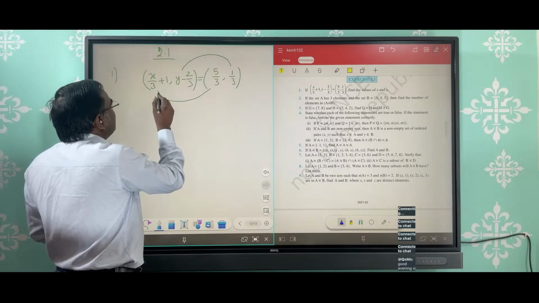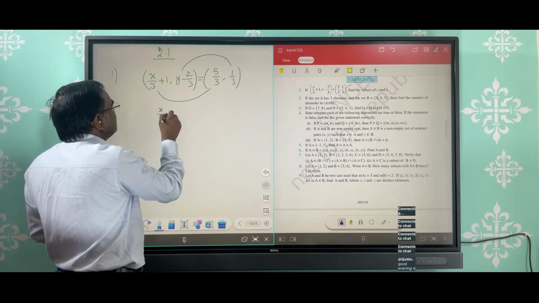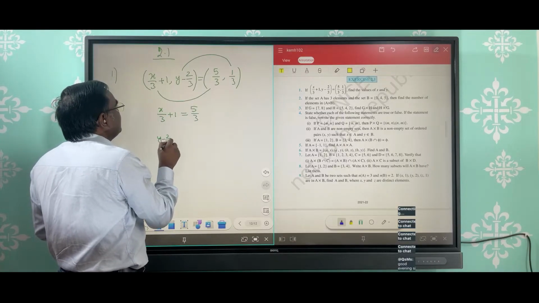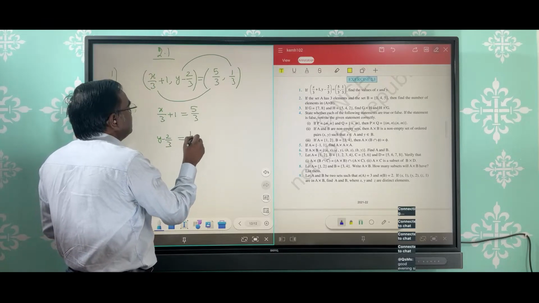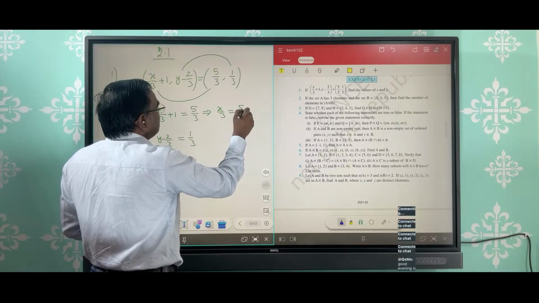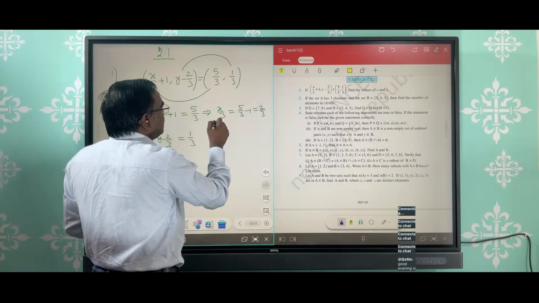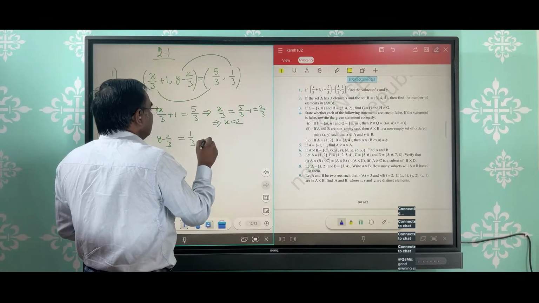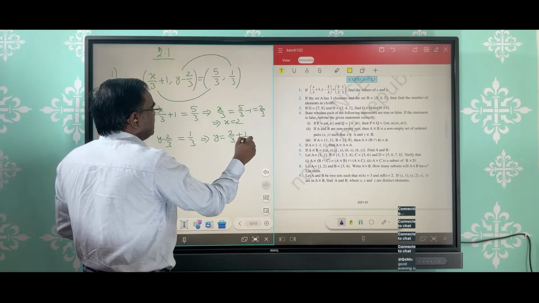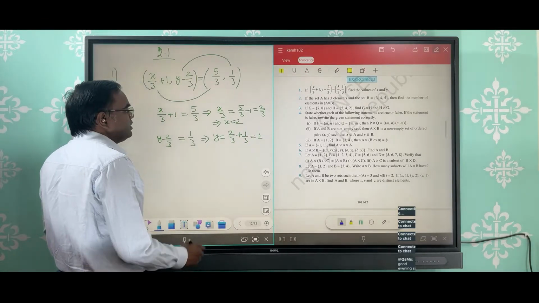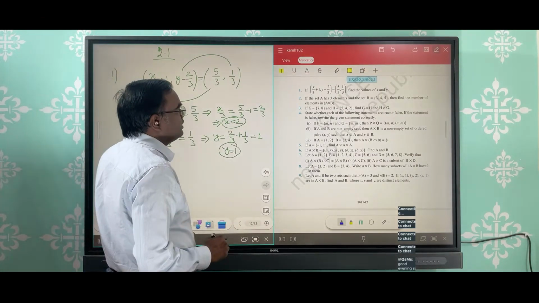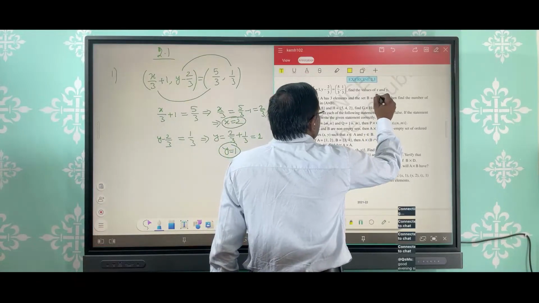So x upon 3 plus 1 equals 5 upon 3 and y minus 2 upon 3 equals 1 upon 3. This gives x upon 3 equals 5 by 3 minus 1, which equals 2 by 3. That means x is equal to 2. Similarly, y is equal to 2 by 3 plus 1 by 3, that means 1. So you get the answer: x is equal to 2 and y is equal to 1.